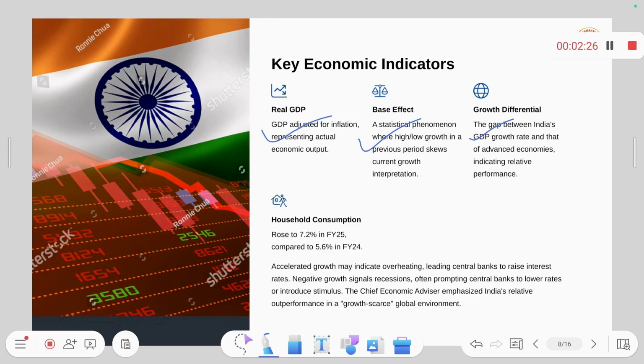Household consumption rose to 7.2% in financial year 25, compared to 5.6% in financial year 2024. The Chief Economic Advisor emphasized India's relative performance in a growth-scarce global environment.